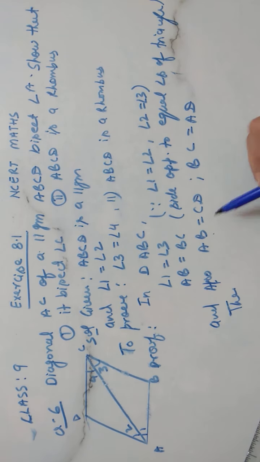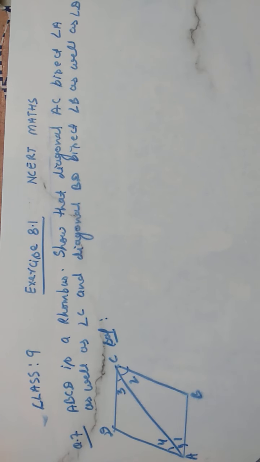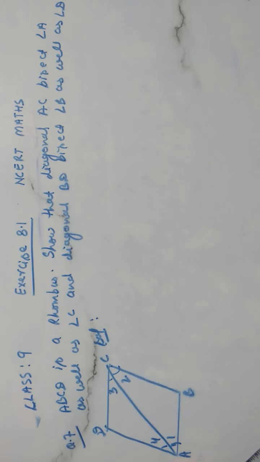Now we will discuss our next question, question number 7. Now it is the reverse of that question. In this question, what is given to us? It is given that it is a rhombus. And we need to prove that diagonal AC bisects A and C, and BD bisects B and D. Now see how we will prove it.